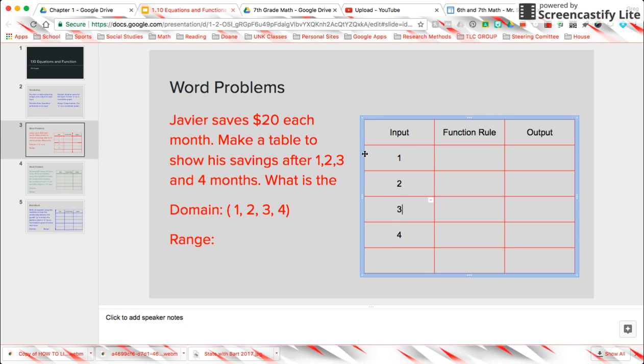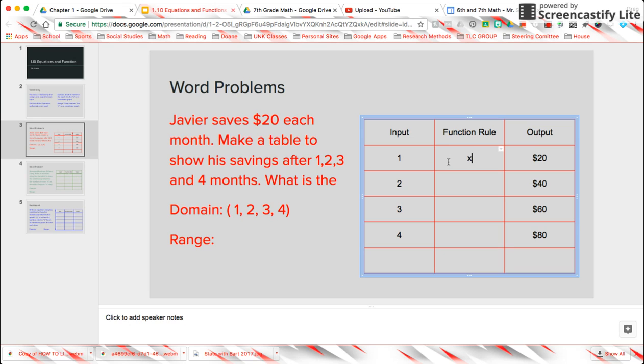Now, it says he saves $20 each month. So after 1 month, we know he's going to have $20. We know that after 2 months, he'd have $40. If we add another 20 to that, he's going to have $60. If we add another 20 to that, he's going to have $80. Now, we were looking for function rules, and that's what's actually happening here between our input and our output.